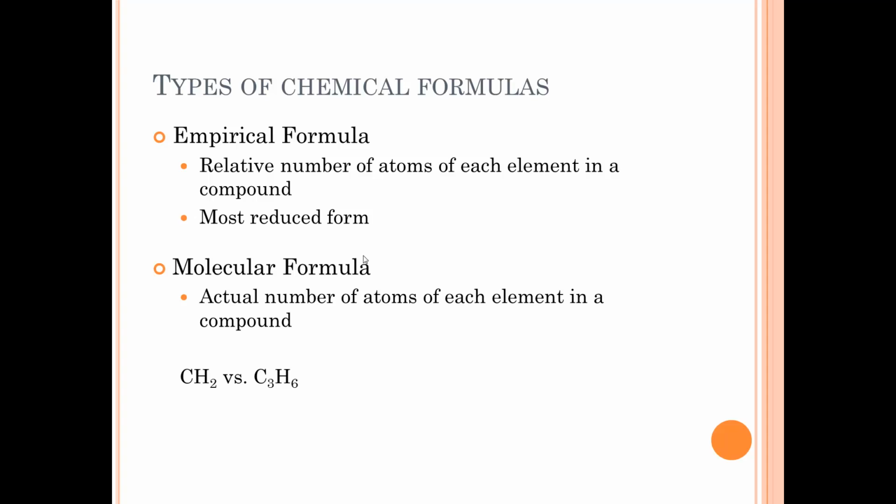In chemical formulas, there's two types. There's the empirical formula and molecular formula. Empirical formulas are the relative number of atoms of each element in a compound. They're the most reduced form. So if we compare these two here, CH2 versus C3H6, this is an empirical formula because it's the most reduced form, while this is the molecular formula. Molecular formula is the actual number of atoms of each element in the compound.